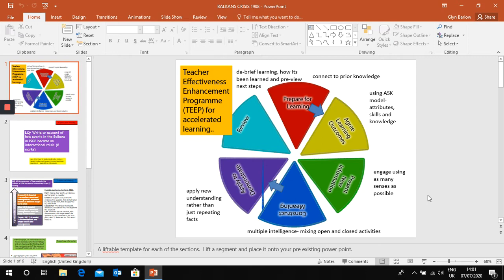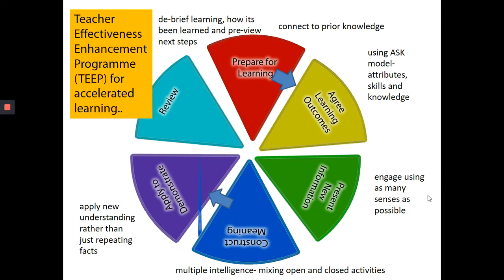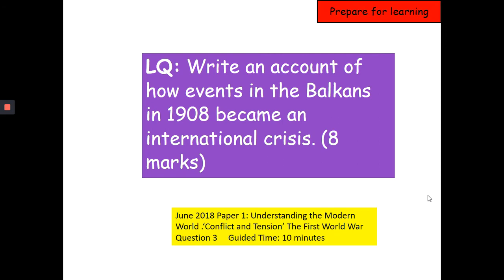We're doing a question 3, 8-mark question today. It is from June 2018 from the First World War. Write an account of how events in the Balkans in 1908 became an international crisis.